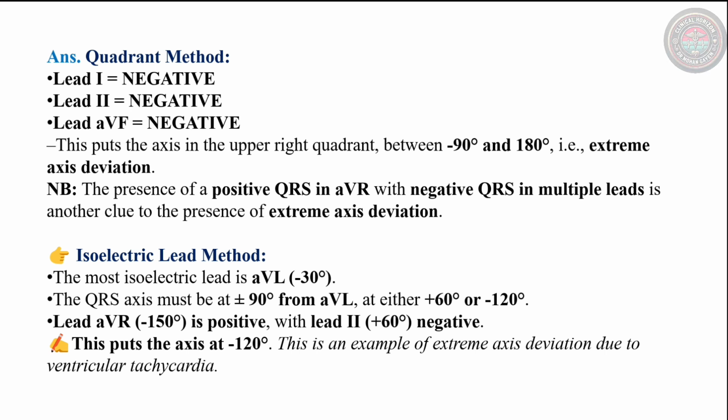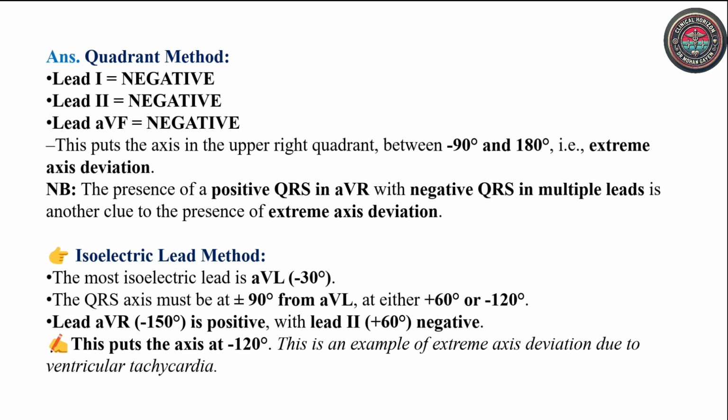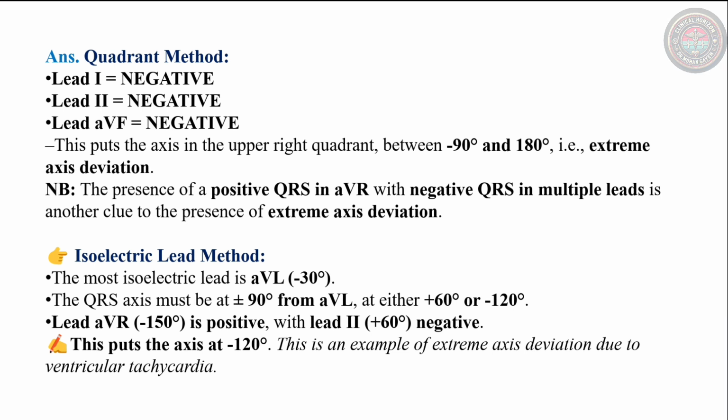Step 3. Interpret the quadrant. A negative QRS in both lead 1 and lead AVF places the axis in the extreme axis deviation range. So, the final answer is extreme axis deviation or EAD. Possible causes of EAD. Ventricular tachycardia: an abnormal, rapid ventricular rhythm that can cause severe instability. Artificial pacemakers: some pacemakers generate electrical impulses that result in extreme axis shifts.